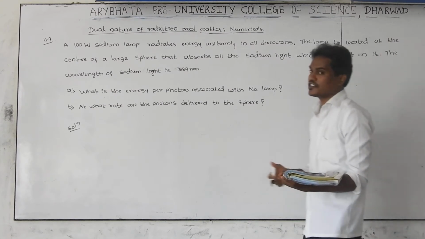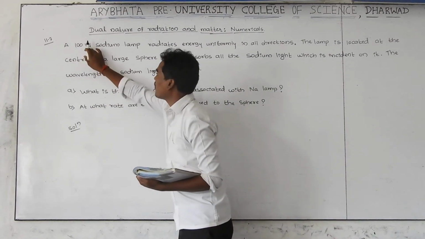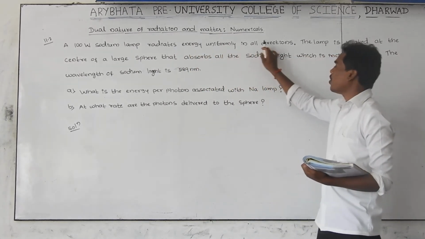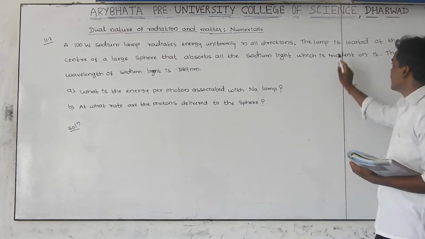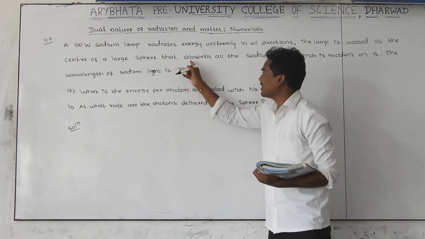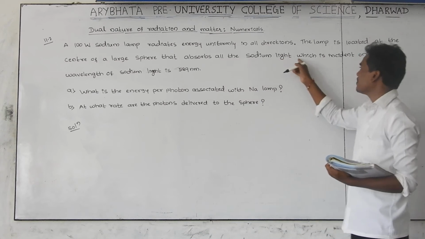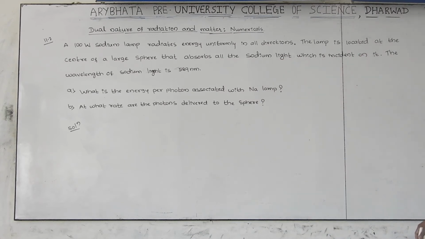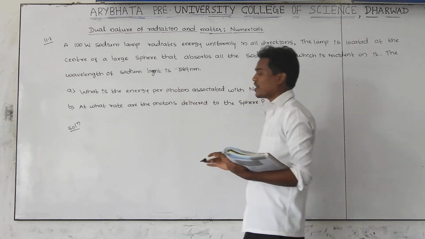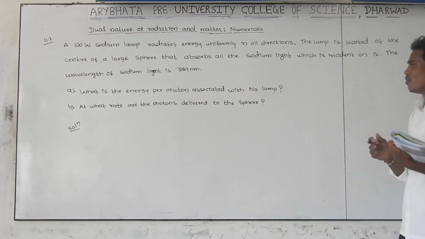Here, exercise number 7. A 100 watt sodium lamp radiates energy uniformly in all the directions. The lamp is located at the center of a large sphere that absorbs all the sodium light which is incident on it. And the wavelength of that sodium light is, he has given, 589 nanometer. What is the meaning of this one?